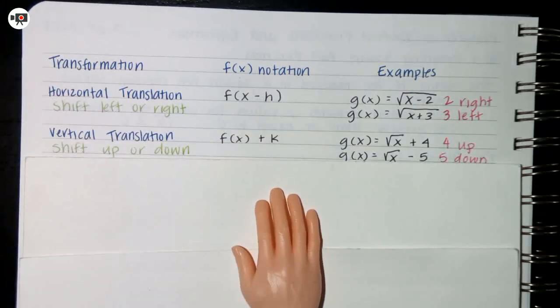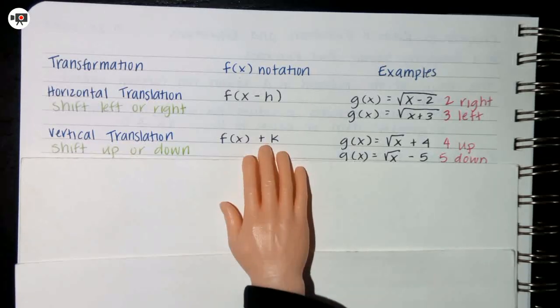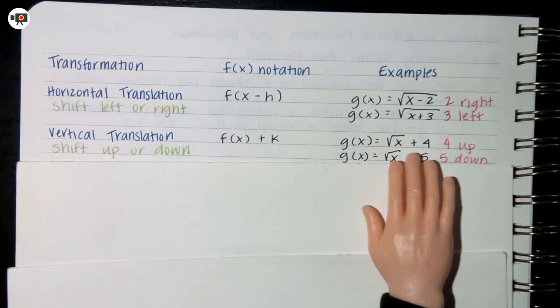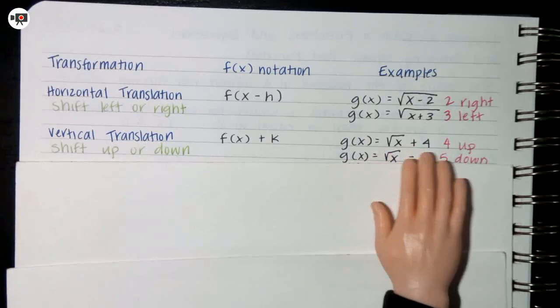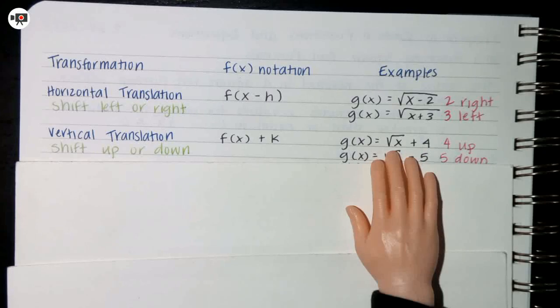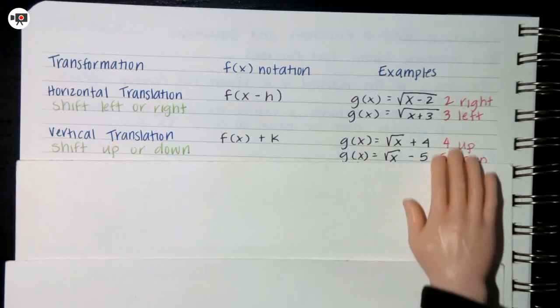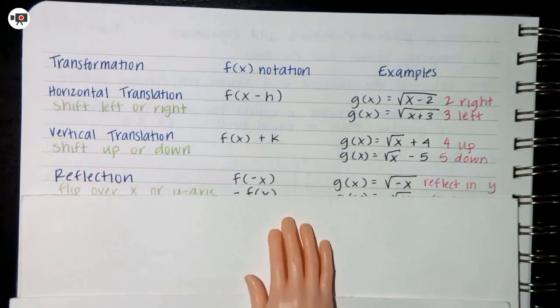A vertical translation shifts the graph up or down. This is when we have a number added or subtracted on the outside of the function. So this is square root of x plus 4. This plus 4 is not inside the radical symbol. Same thing for the minus 5, and this will shift up 4 or down 5.